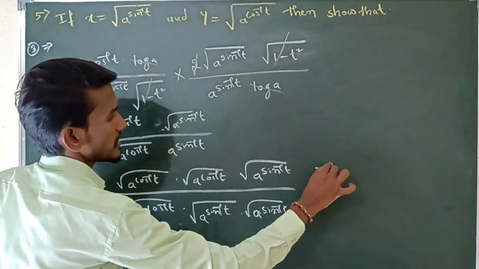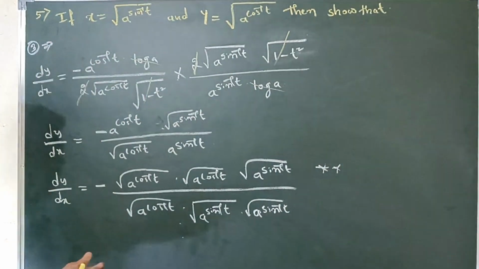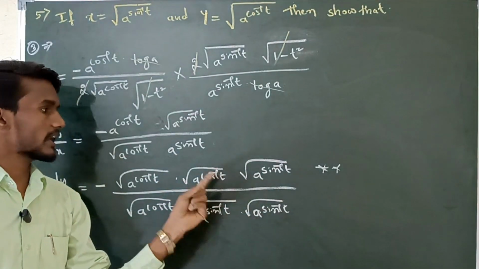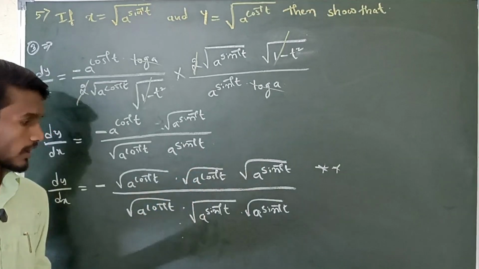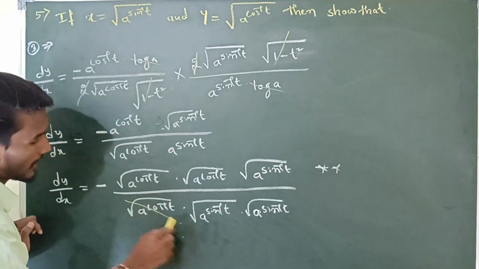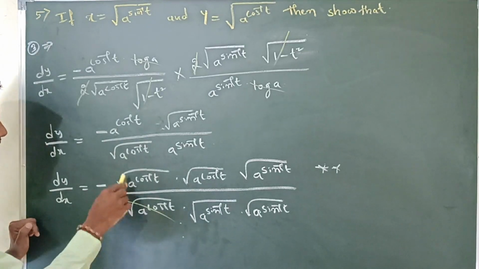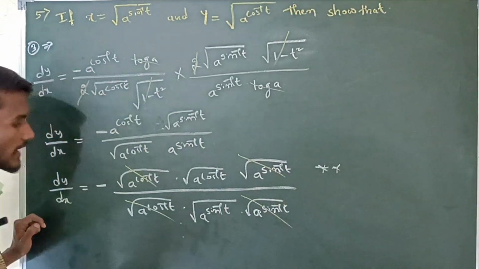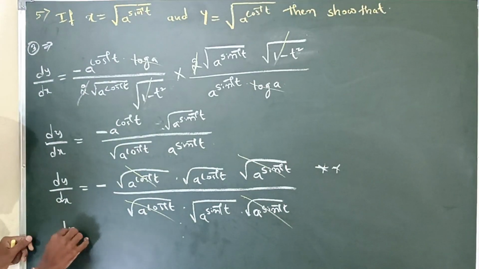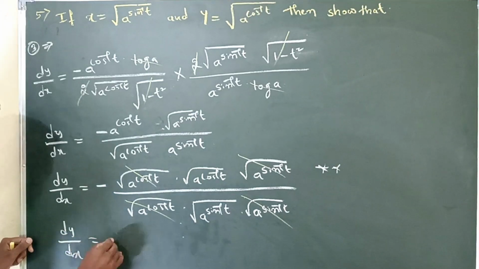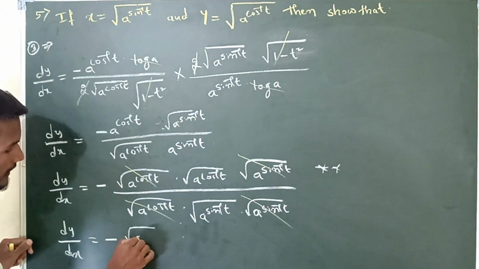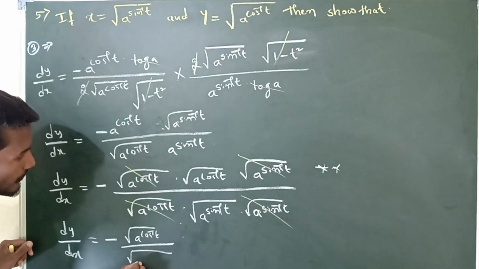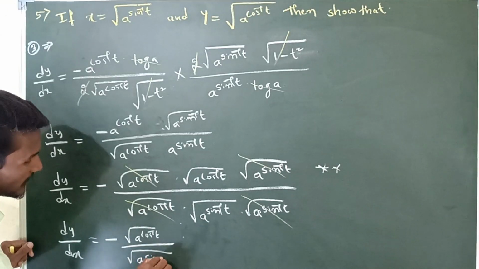You have to practice this well. Root of, it can be done as, if you multiply these two terms, we get a to the power sin inverse t. Now you have to observe here, one root of a to the power cos inverse t and one root of a to the power cos inverse t cancel, here also sin cancels. What will remain, dy by dx is equal to minus root of a to the power cos inverse t, whole divided by square root of a to the power sin inverse t.